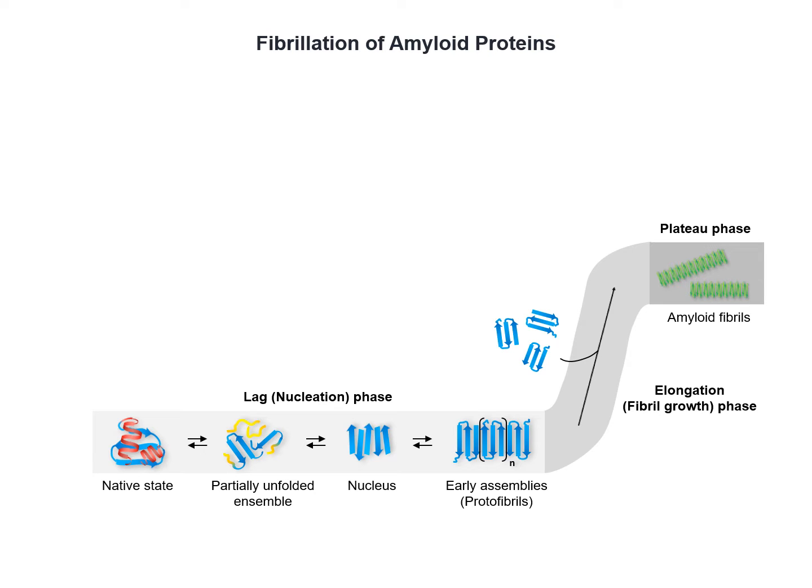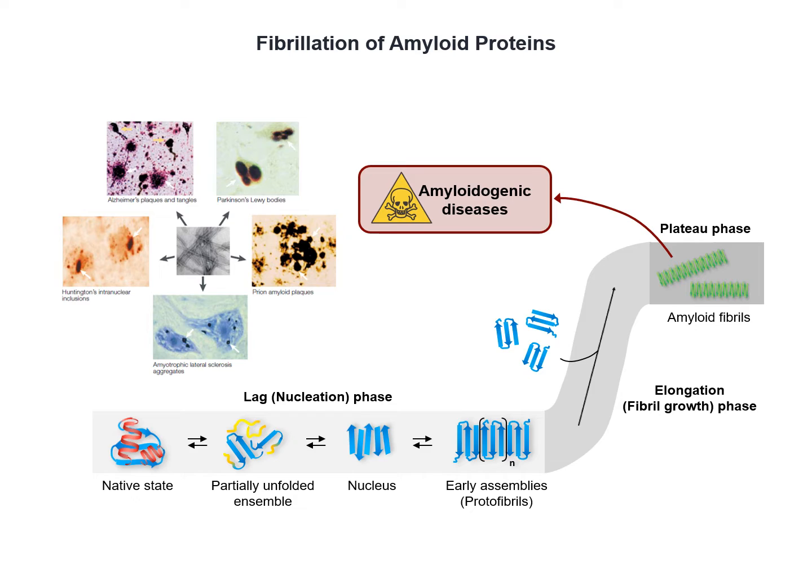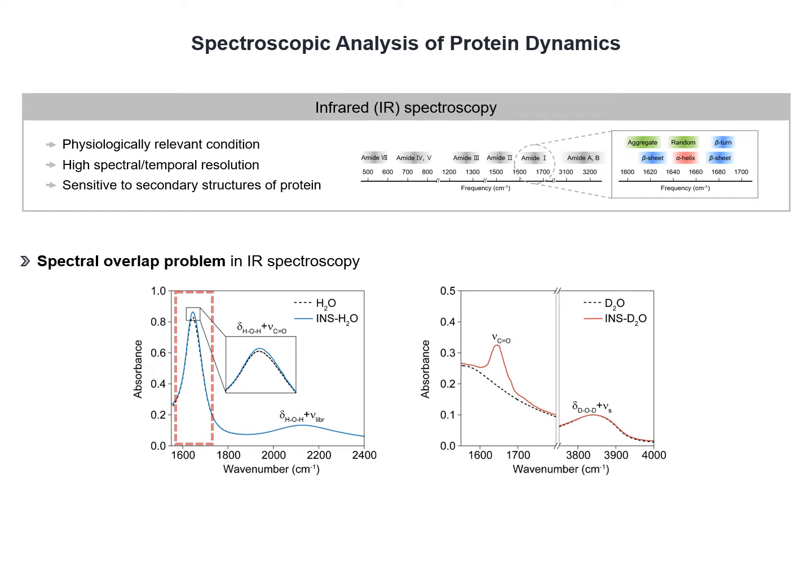Amyloid proteins form fibril aggregations in the form of highly aligned beta sheets through a self-assembly process through interactions between proteins. These fibrils are toxic and are known to be associated with the development of amyloidogenic disease. A lot of effort has been made to track the structural dynamics of amyloid proteins during the complex aggregation process using spectroscopic techniques such as IR spectroscopy.